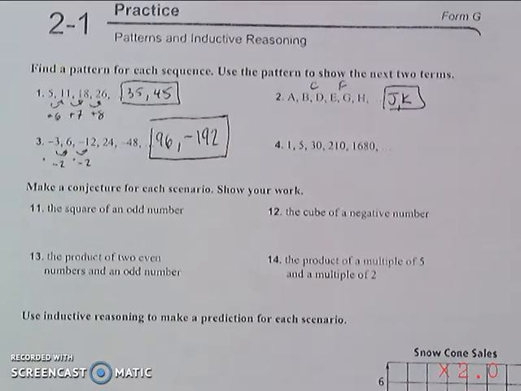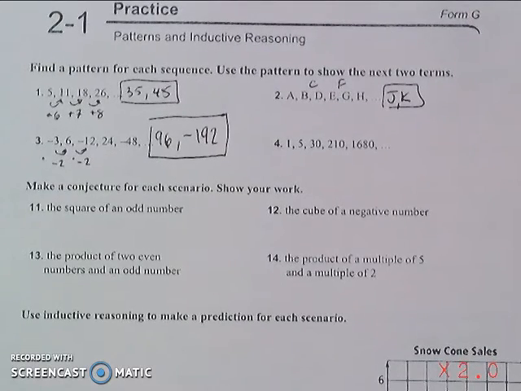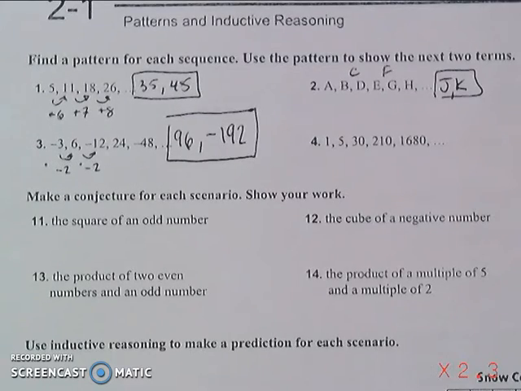Okay. Alright, next one we got 1, 5, 30, 210, 1680. One second, let me go ahead and zoom this in. I think it's a little too small. Okay, here, I zoomed it in.